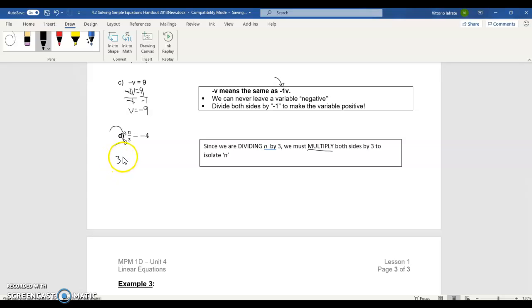So I would do 3 multiplied by n over 3 is equal to negative 4 multiplied by 3. When I put two brackets like that, side by side, nothing in between, it means multiplication. Now, on the left side, the 3 will be in the numerator. So since I have 3 in the numerator and 3 in the denominator, that cancels the 3's out. They're 1. So I get n is equal to negative 4 times 3, which is negative 12.